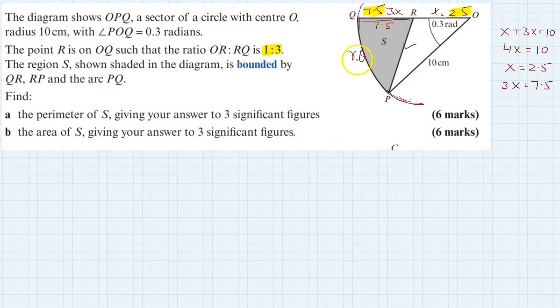We know this. So, let's calculate. QR is equal to 7.5 centimeter. QP is an arc, is equal to r theta. r is 10 and theta is 0.3, so that is 3.0 centimeters.